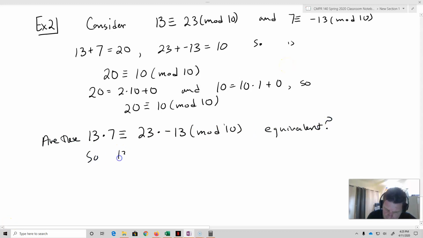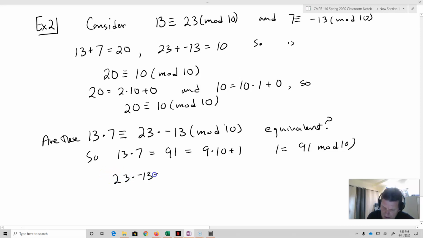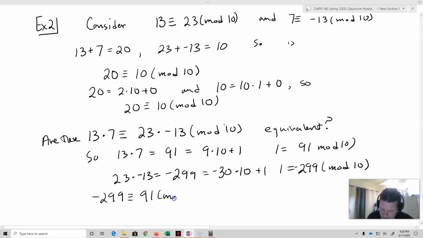So 13 times 7 equals 91, and that's equal to 9 times 10 plus 1. So 91 is equivalent to 1 mod 10. Now 23 times negative 13 is equal to negative 299, and that's equal to negative 30 times 10 plus 1. So negative 299 is equivalent to 1 mod 10. So it is the case that negative 299, the multiplication, is equivalent to 91 mod 10. We're going to utilize this particular result, and it's going to come in handy, especially when we start doing linear congruences and some of our other algorithms.